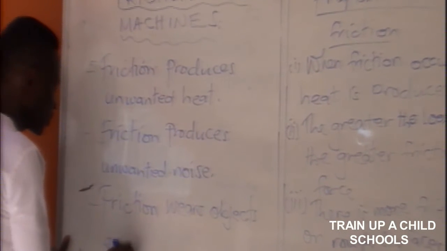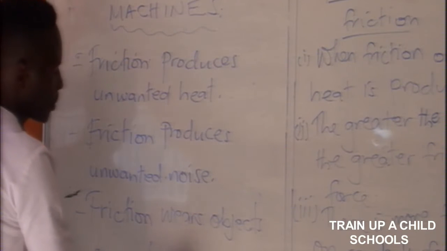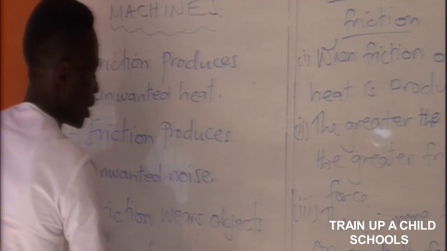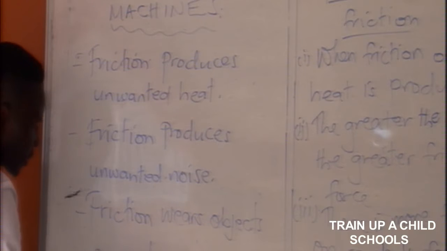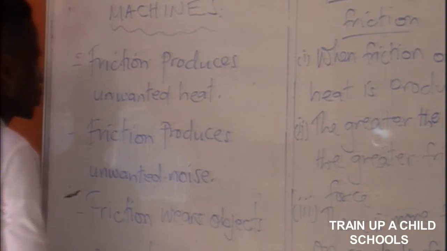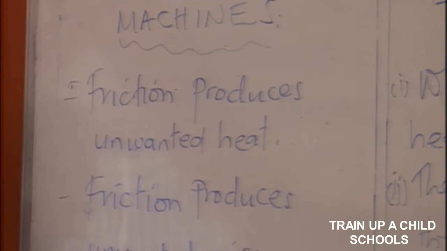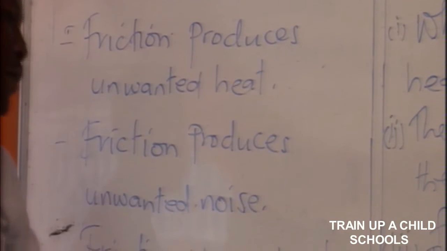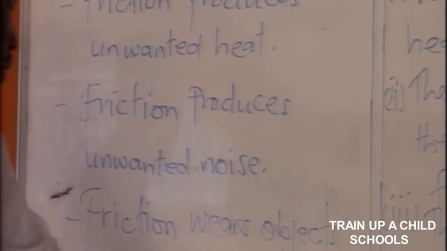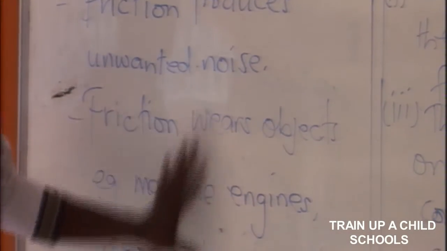For example, machine engines, and we also have shoe soles. So we say friction wears objects, for example machine engines. We also have shoe soles. When you have a pair of shoes and continue using them for a long period of time, you realize that your sole will become exhausted, or it will start developing holes. So that's friction that caused all that.